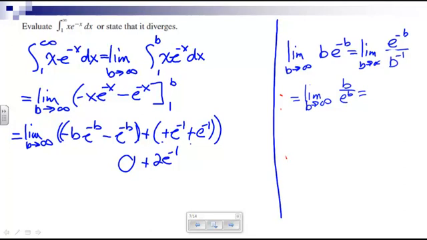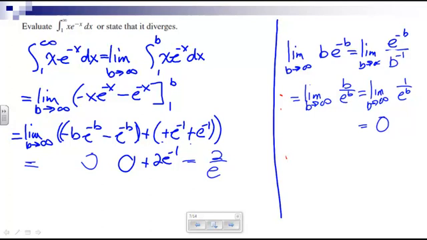It is L'Hopital-able because it's in the form of infinity over infinity or 0 over 0. So let's take the derivative of top and bottom, and we get 1 over e to the b. What happens when I apply the limit now? I get 0. So this ends up being a 0 as well when we apply all those limits, and our ending answer is 2 over e.